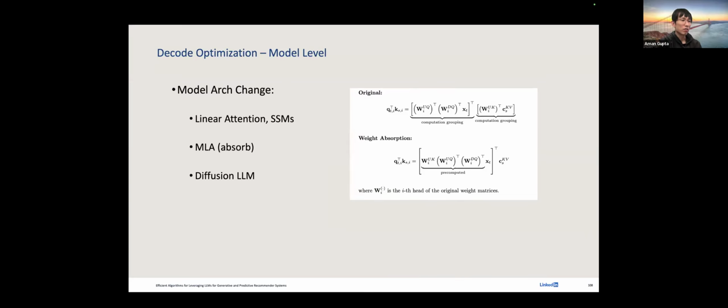The first type of model-level optimization is to explore fundamental changes to the model architecture itself. Let me briefly highlight three emerging approaches. The first one is linear attention or state space models. Traditional transformers have a quadratic complexity in the sequence length due to the full attention computation. Linear attention methods approximate attention in a way that reduces computation from quadratic to linear, making it much more scalable for long sequences and fast decoding.